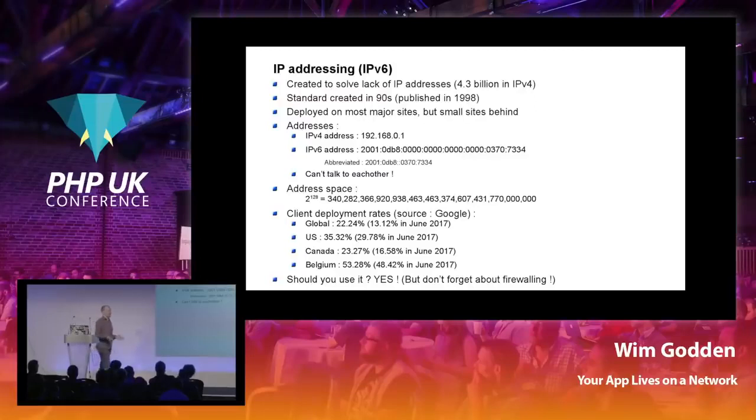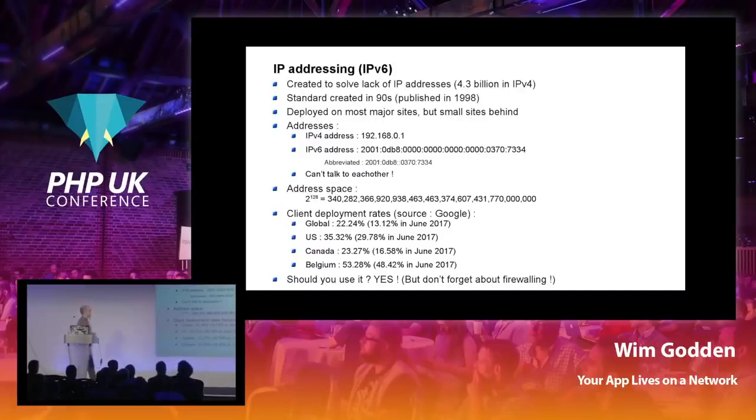The problem is IPv4 and IPv6 cannot talk to each other. They live side by side. They can run on the same devices, but they cannot communicate with each other. So if you want to use IPv6 and fetch something from a website, you can only communicate with that website if they are also running IPv6. To give you an idea, the address space of IPv6 is 2 to the power of 128, which is that many addresses. We are not going to run out anytime soon. Please don't quote me on that.